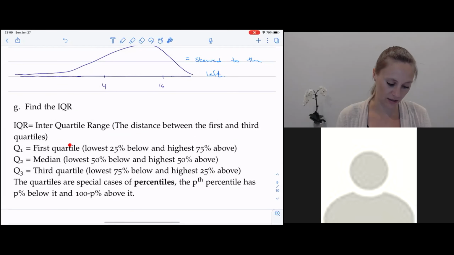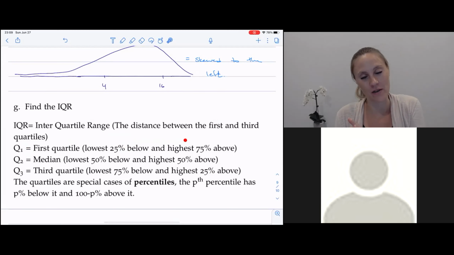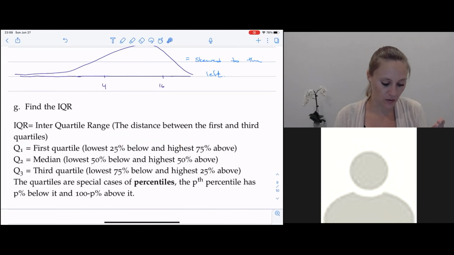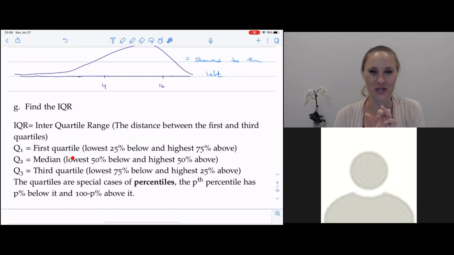Now, the first quartile, we denote by Q subscript 1 or Q1, means that the lowest quarter, or 25% of the data is below this value, and 75% of the highest values are above it, or 3/4. So that's where quartile comes from. The median is actually the second quartile because it splits it into 2/4 and 2/4, half and half. Q3 is the third quartile, and it has the lowest 75% below it and the highest 25% above it.